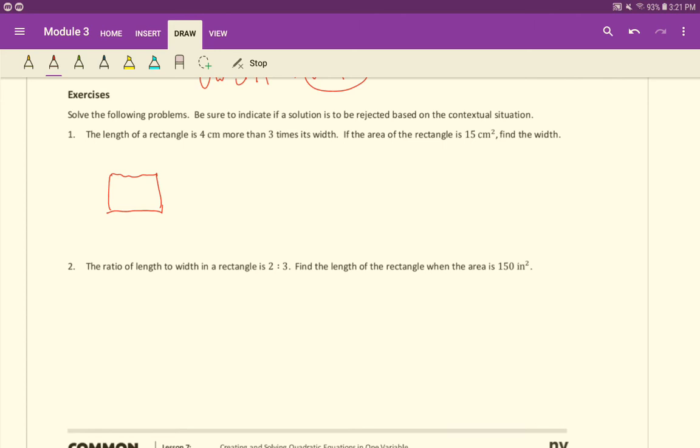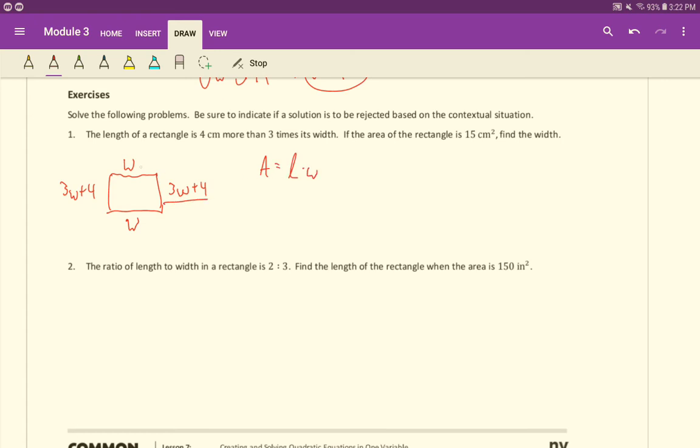Okay, in this case, we have the length is 4 centimeters more than 3 times the width. So we're not told anything about the width. So I'll just go ahead and say we have the width here, and we're just going to call that w. And instead of saying L for the length, let's go ahead and just say 4 centimeters more than 3 times the width. So 3 times the width plus 4, which makes this also 3 times the width plus 4. The area of the rectangle is 15 centimeters squared. So remember, area for a rectangle is length times width.